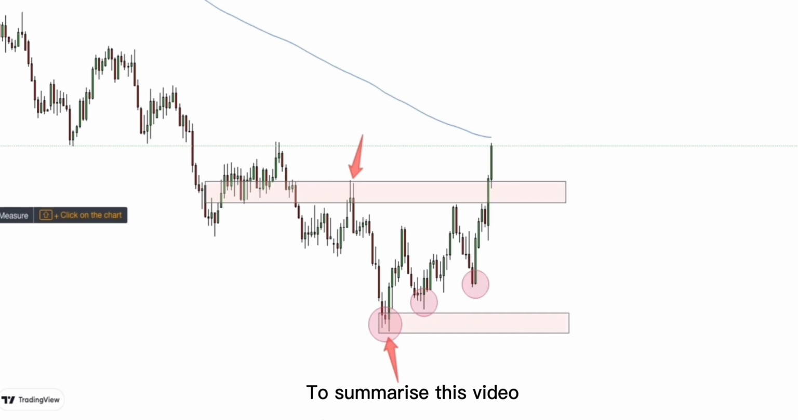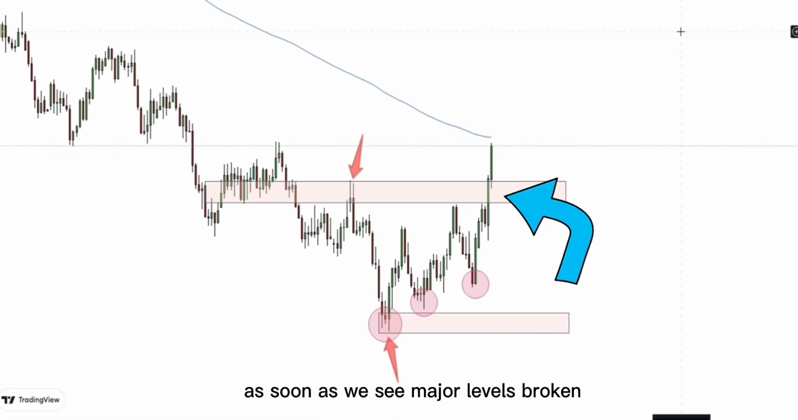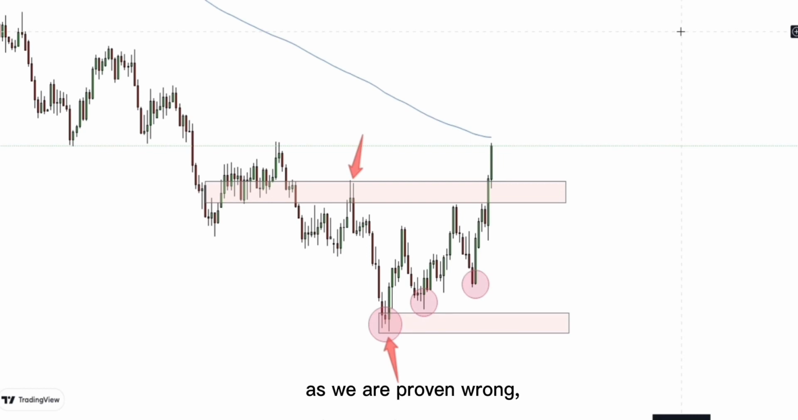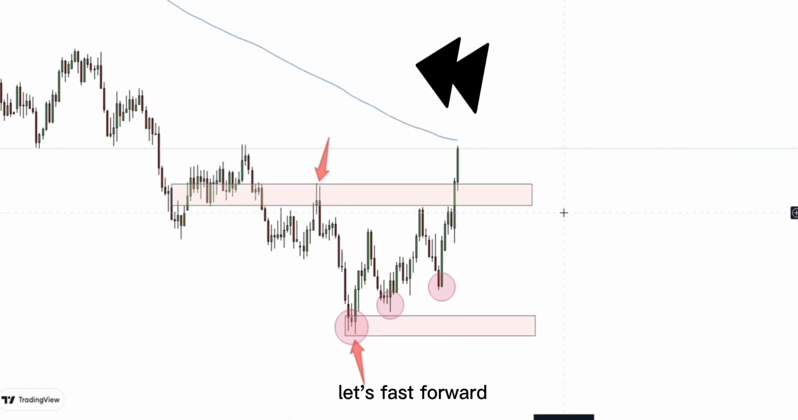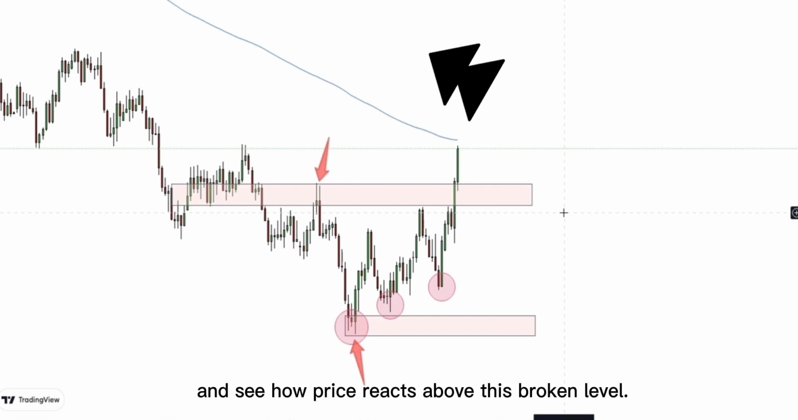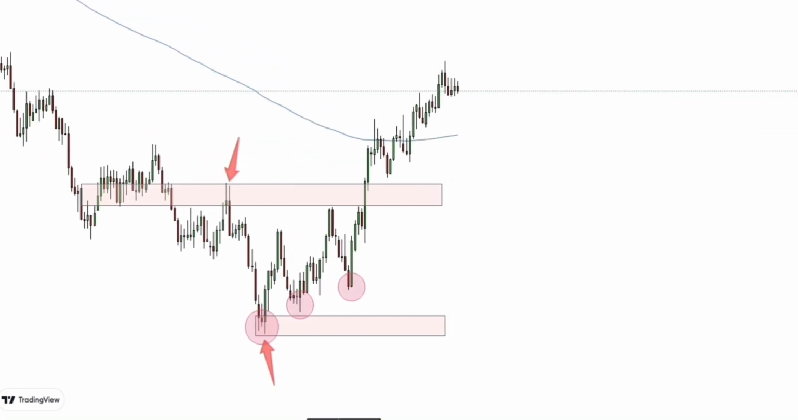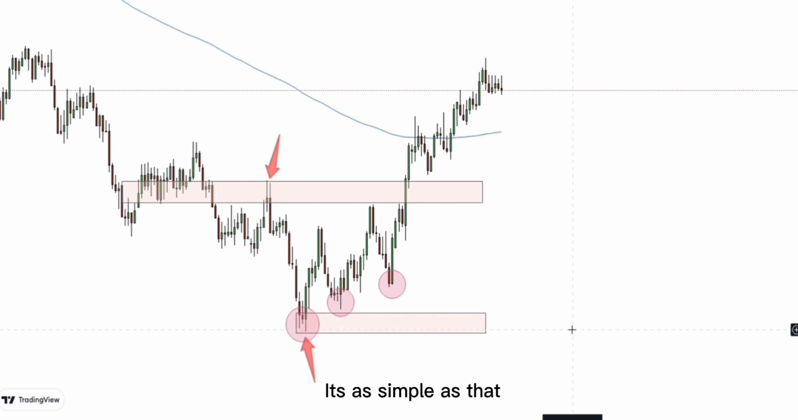To summarize this video, as soon as we see major levels broken and strong candle closures above those major key levels, we must be extremely quick to cut those trades as we are proven wrong, a strong sign of a change of trend. Let's fast forward and see how price reacts above this broken level. And there we have it, folks. It's as simple as that.